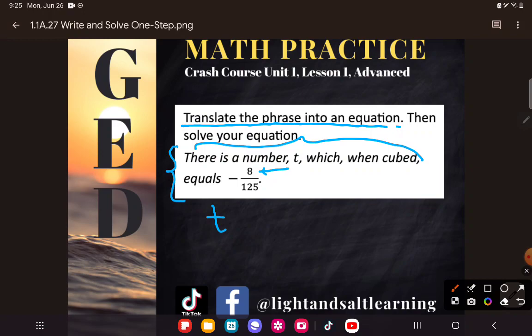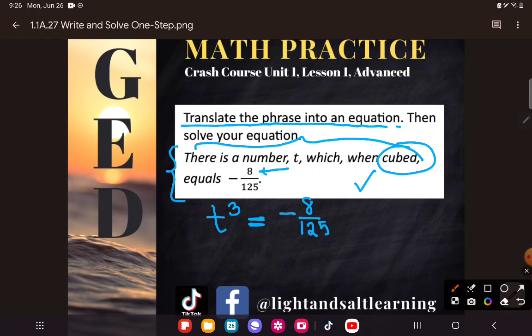So little mystery T there, which when cubed, okay, I'm doing something with T. It's not just all by itself right now. It's being cubed. Do you know what that means? That means being raised to the third power. So there is a number T, which when cubed equals, well, that's easy, equals -8 over 125. Skill number 1, check. We can translate a phrase or a sentence in English into the language of algebra.